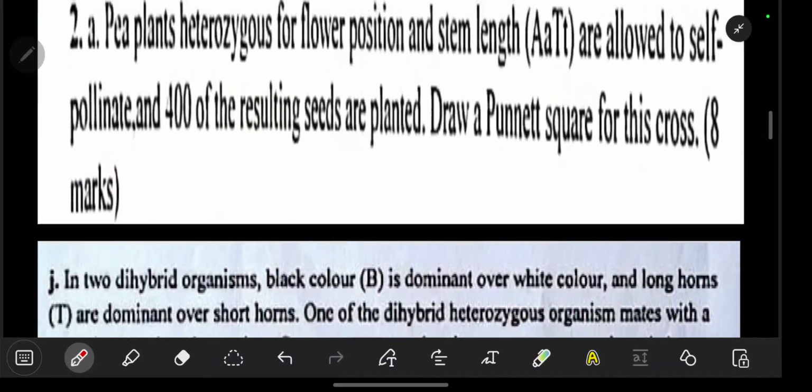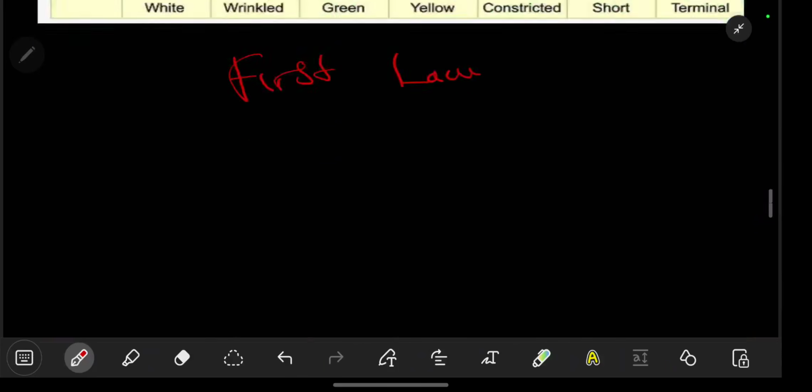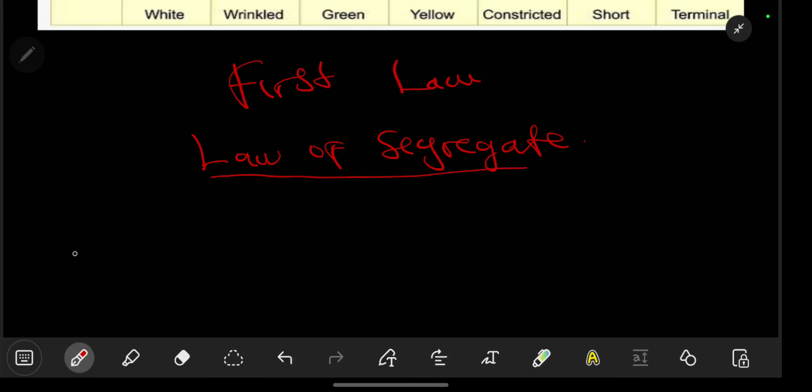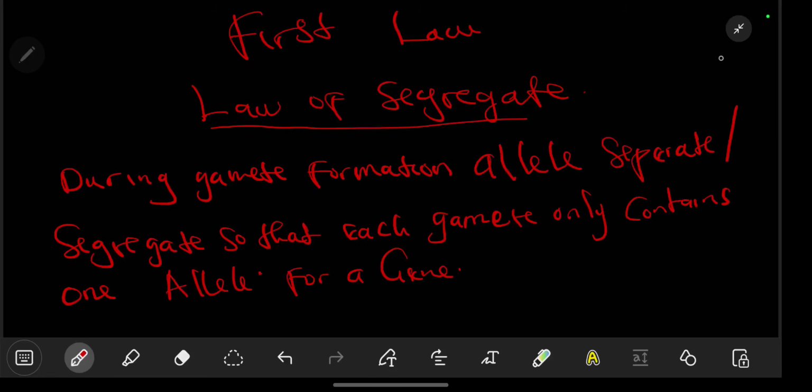So now we cannot discuss solving this without looking at Mendel's second law and his first law. His first law is known as the law of segregation. Segregate simply means to separate. So the law of segregation states that during gamete formation, alleles separate or segregate so that each gamete only contains one allele for a gene.